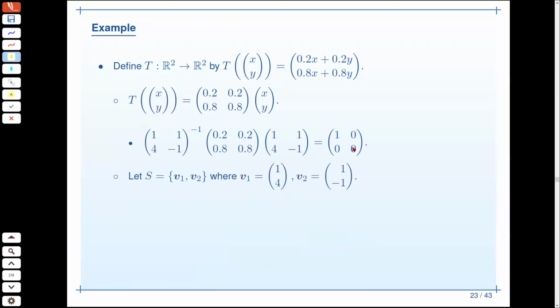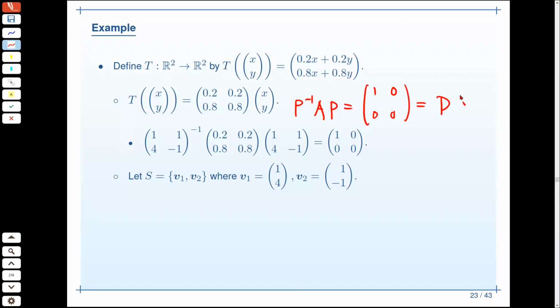So for this case, the basis S will be: first column (1, 4), second column (1, -1), because this is my matrix P. This P is invertible, and P inverse times A times P, where this is the standard matrix, gives D, which is the diagonal matrix with entries 1 and 0.